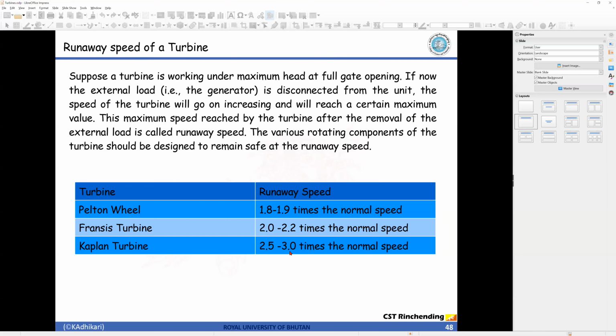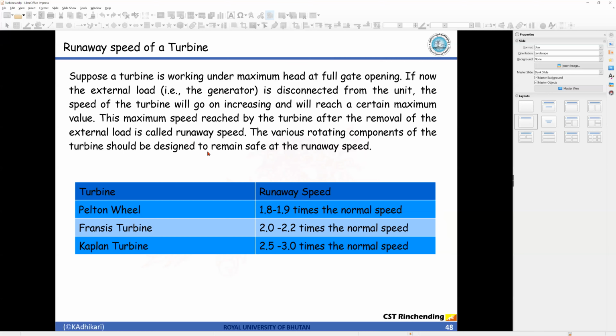And usually what happens is when the machine starts to rotate at a very high speed, it may tend to vibrate. Because of this vibration it may damage other instruments nearby. So usually the powerhouse and all the equipment are designed for this runaway speed. That is the significance of runaway speed.